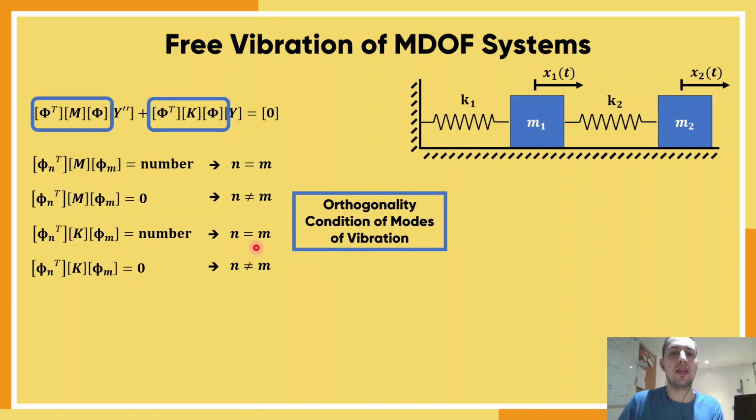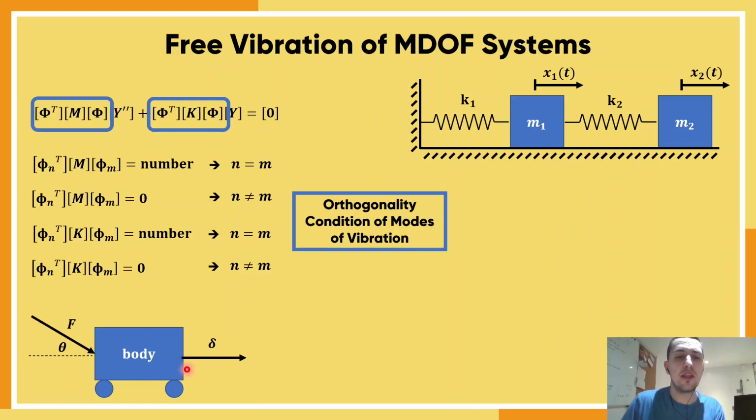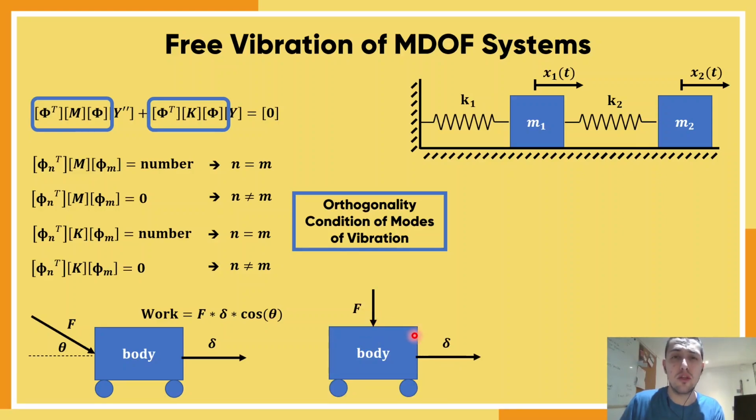Now, I'm not a mathematician to explain in great detail what the orthogonality condition is, but I'll give you a metaphor as a backup so you can remember what this means. Think about a force pushing a body, and the body has a displacement delta. The work done by this force on this displacement is force times delta times cosine of theta. What happens in the special case where the force and the displacement are orthogonal, meaning they have a 90-degree angle? Because the cosine of 90 is 0, the work is 0. So if the displacement and the force are orthogonal, it wasn't this force that caused this displacement, right? The work done by this force in this displacement is 0.